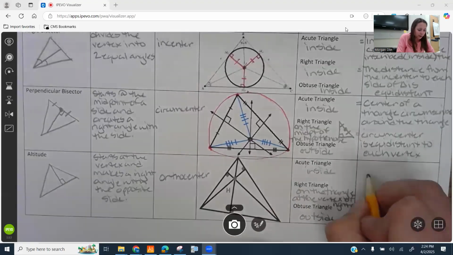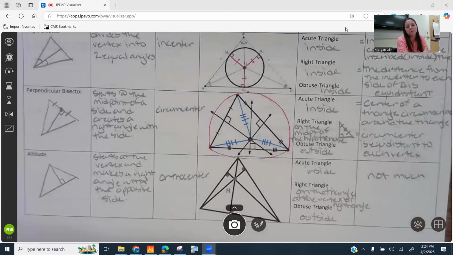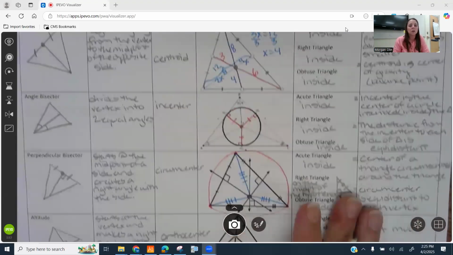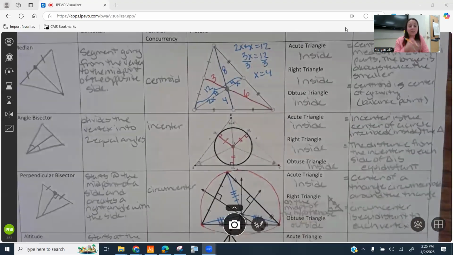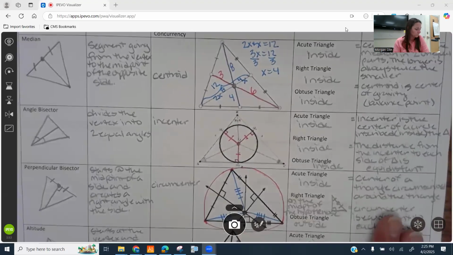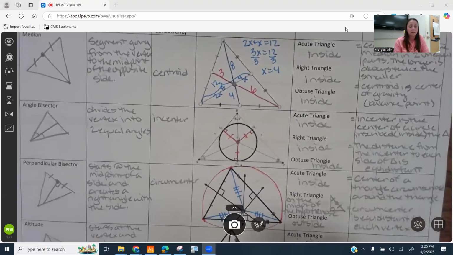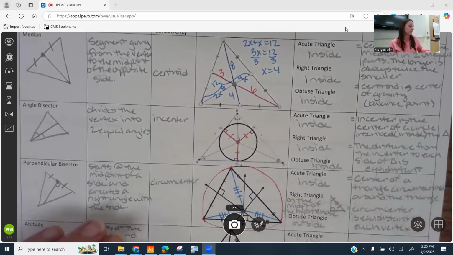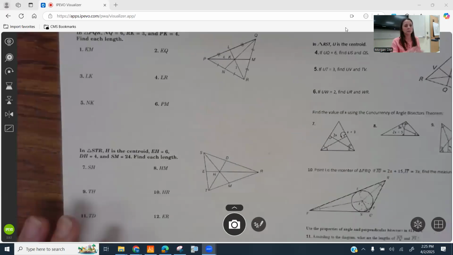Now, I'm just going to write this. We don't know much about this. We just need to know what an altitude looks like and that they all meet at the orthocenter. And that's about it. Our main goal is to understand these top three. So make sure you reread these. And as you start doing examples of it, that you're going back and using this document right here. Okay, so here we go. Let's apply some examples to this.